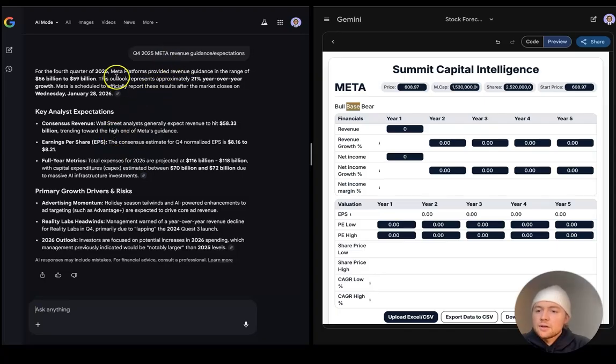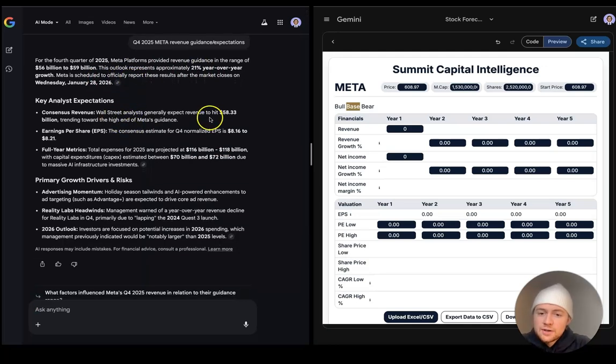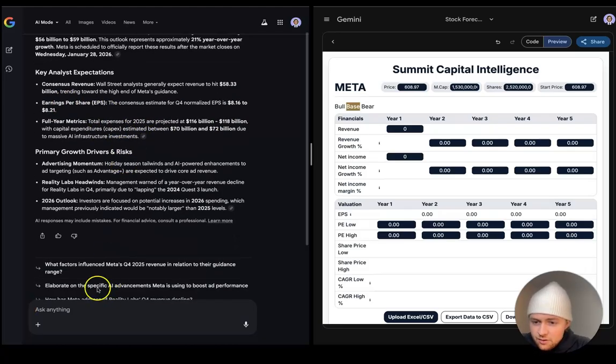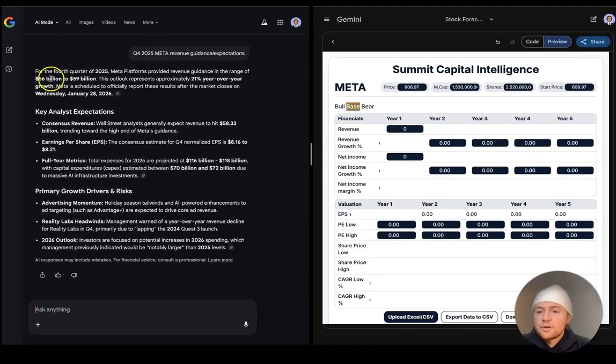Okay, so let's see. So this says Meta guided 56 to 59 billion, same as what Qualtrim said. 21% year-over-year growth, which is very solid for a company with a 21 PE ratio. Wall Street expects 58.33 billion, trending toward the high end of Meta's guidance. They estimate EPS of $8.16 to $8.21. Total expenses, CapEx.